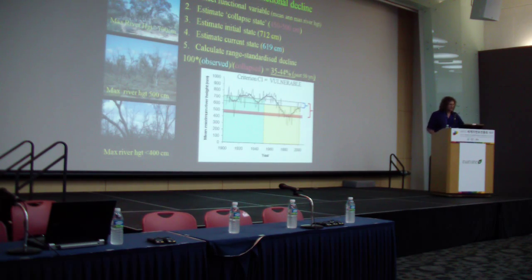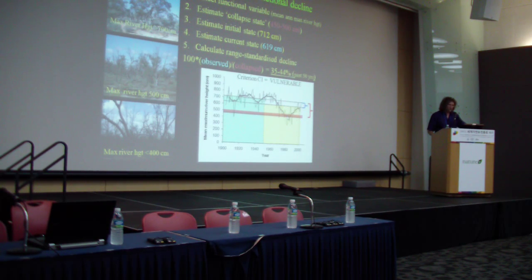So we have this series of steps for assessing declines in ecological function. The first is selecting a functional variable, which I've just taken you through. The second important step is to estimate the collapsed state in relation to that variable. So here's an example of a floodplain forest or woodland system where it's been observed that over time a certain level of stream flow results in extensive tree death because the survival of the trees depends on regular flooding.